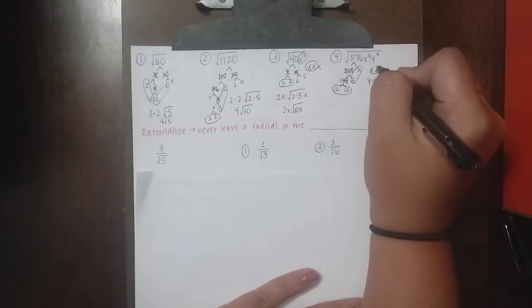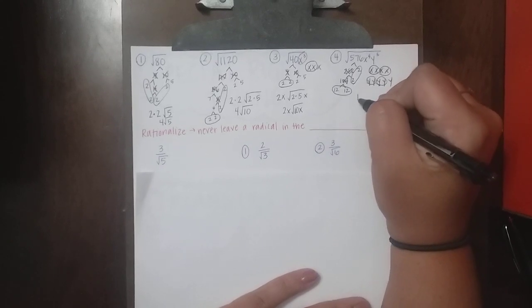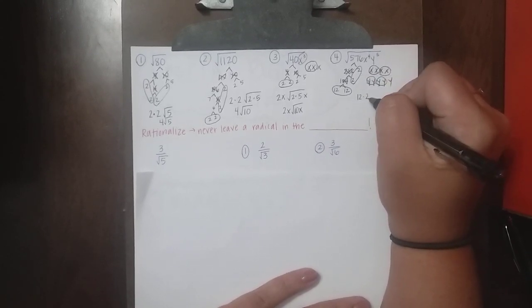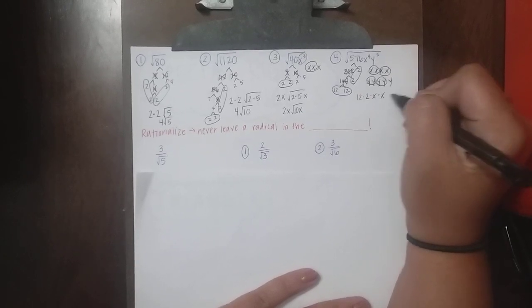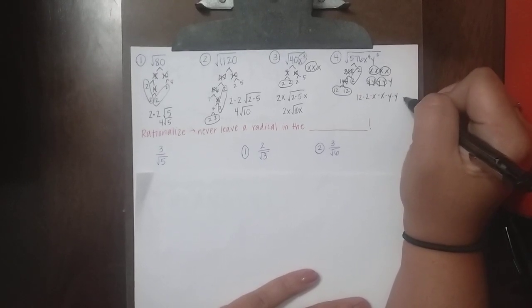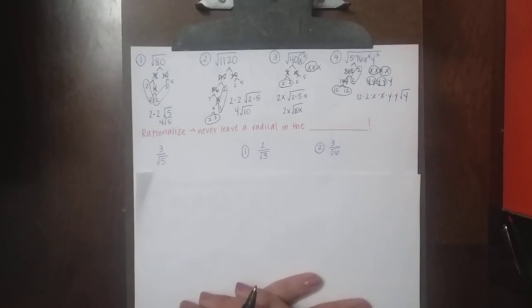Okay, so I've got 2 x's, 2 x's, 2 y's, 2 y's, and I can't circle that guy because I don't have another one. Everything I circle, take one out. So I'm going to take out a 12, take out a 2, right? I'm going to take out an x and another x, and a y, and another y. And then on the inside, all I have left is that one y.